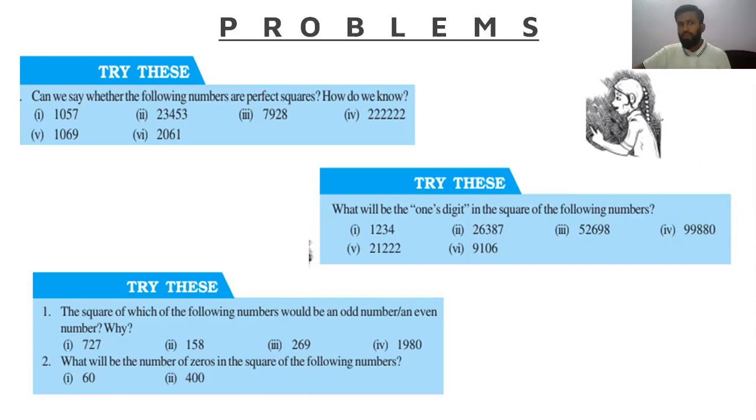So for the first 4 cases, those numbers are not perfect squares. Reason being, the first one ends with 7, the second one ends with 3, the third one ends with 8, the fourth one ends with 2, and then the 5th and 6th, they may or may not be.